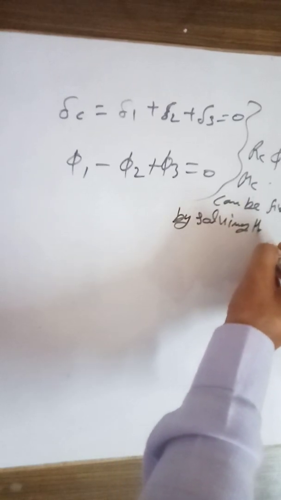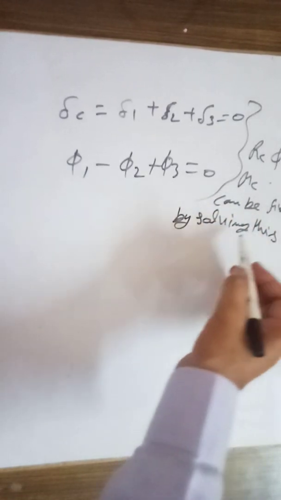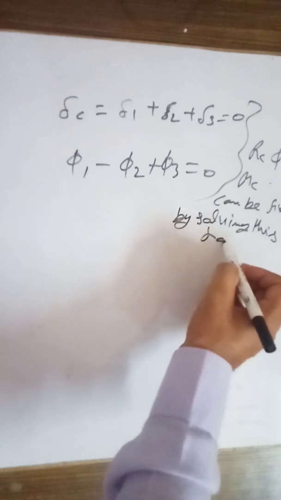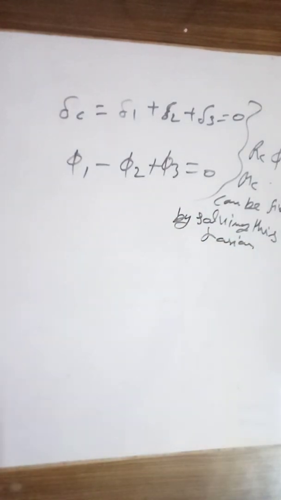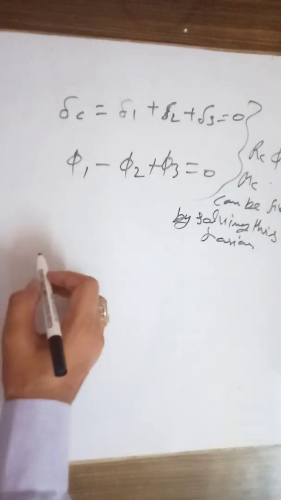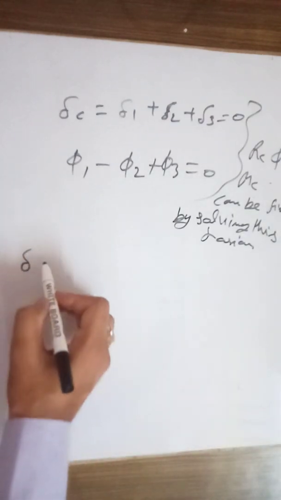by solving in this fashion. So by solving in this fashion we can have the value of rc and mc also, by using the values of basic systems. I'm just putting the values directly here.